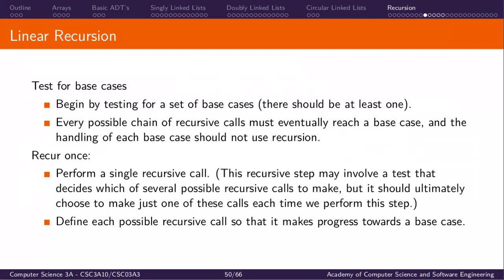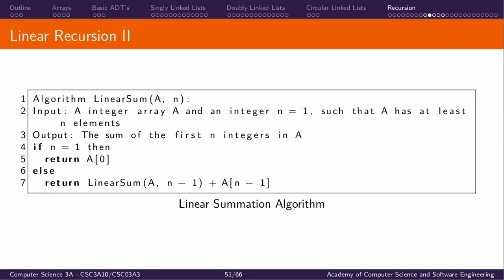So you perform that single recursive call. Again, it may have some test. It may be a branching statement that depends on some particular values that we're looking at, where we choose from several different options of statements to execute, but they will all make a single recursive call to this method. Otherwise, it isn't linear recursion. All right. And again, with all recursive methods, we need to define it in such a way that we're moving towards our base case, or it will simply execute indefinitely.